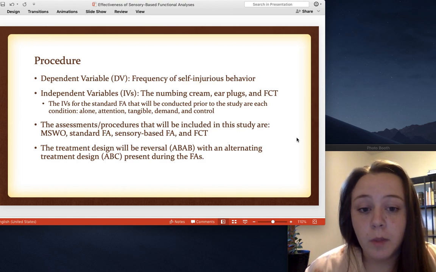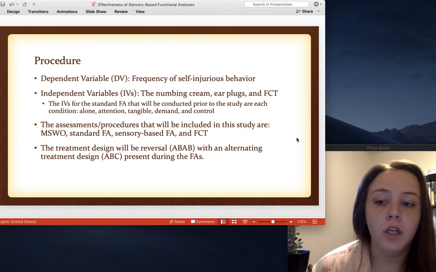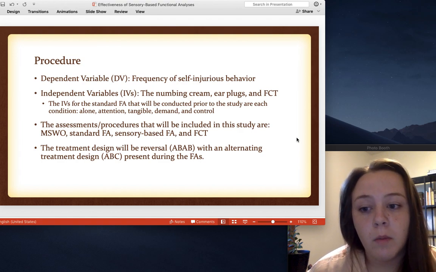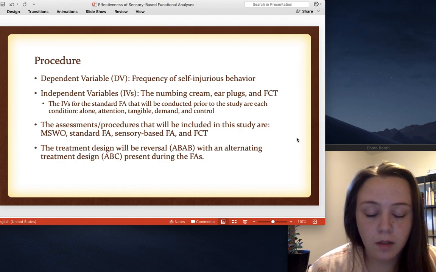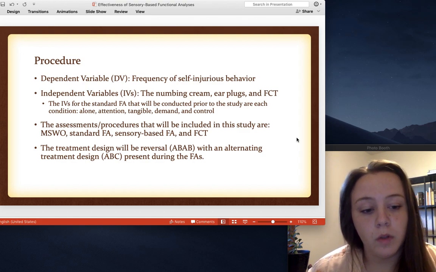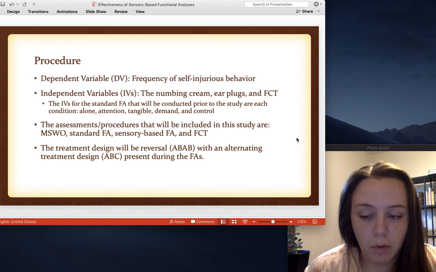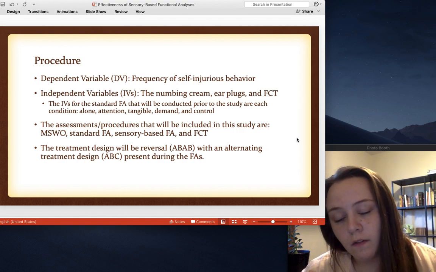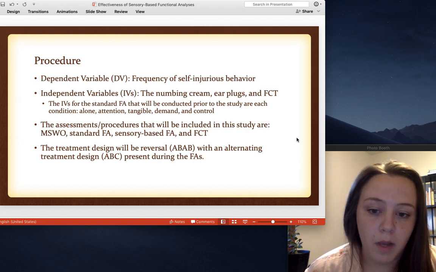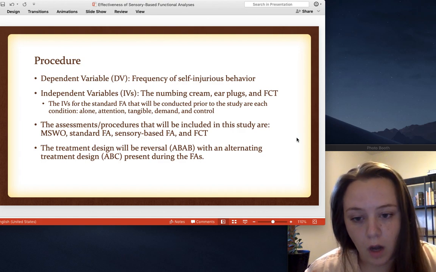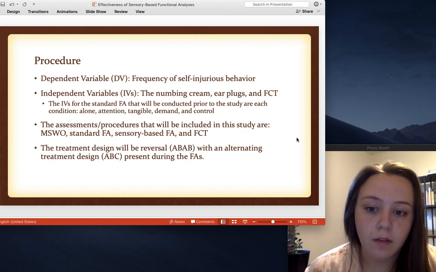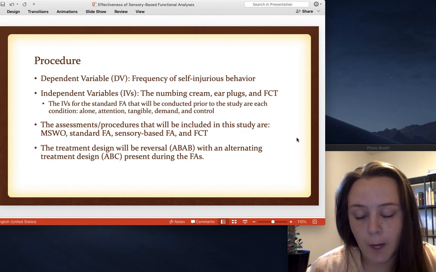So what we're going to be doing throughout the study from start to finish, we'll begin with the preference assessment. So we're going to be using the multiple stimulus without replacement. We're going to then go on to a standard functional analysis, which we will use different items for those highly preferred and moderately preferred based on the results of the multiple stimulus without replacement. And then we will move on to the sensory-based FA if the participant moves on. And then from there, we would implement functional communication training based on the results of the sensory-based FA.